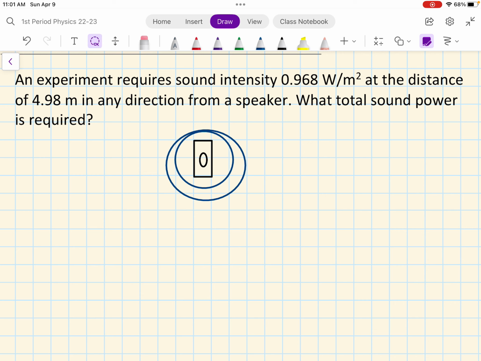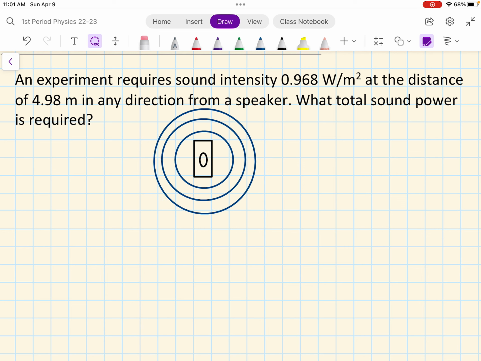And then you have another one, and so on. So those are your spherical waves. Try to picture it in a 3D version, so you would have spheres, not circles.